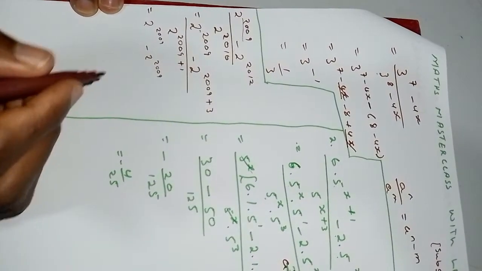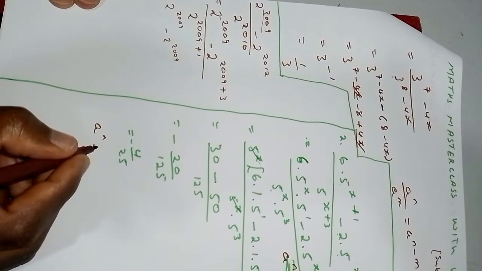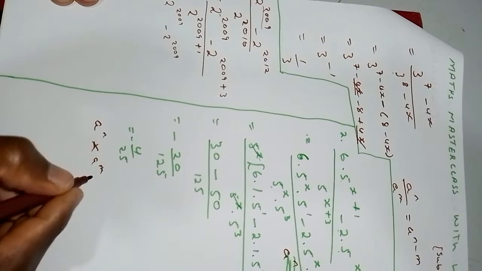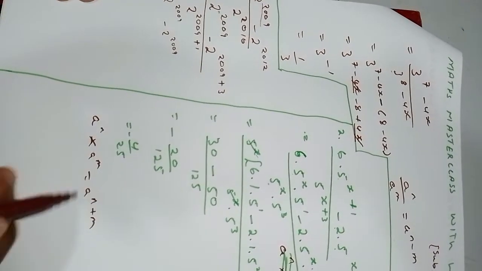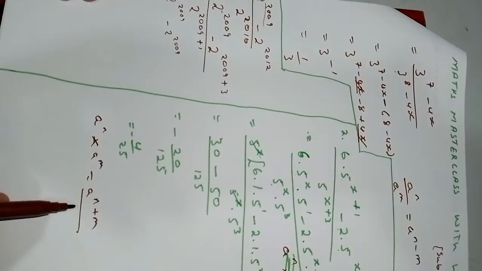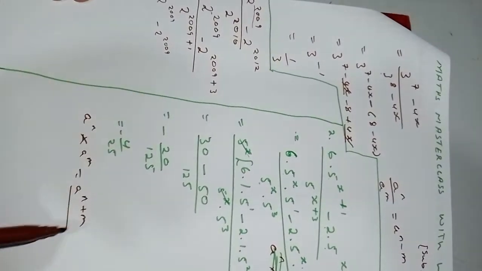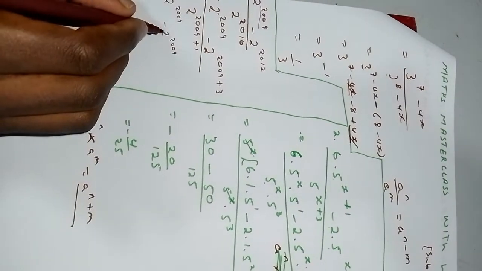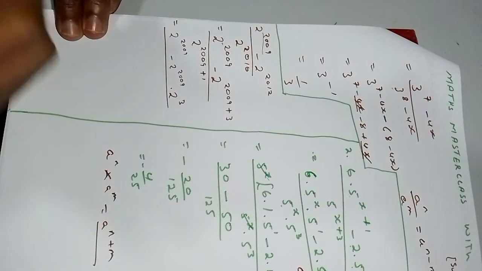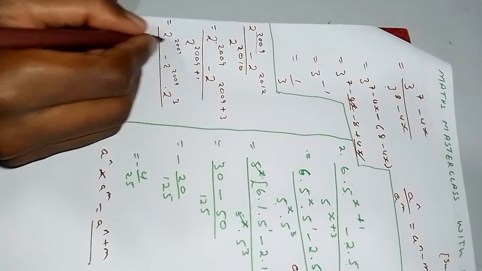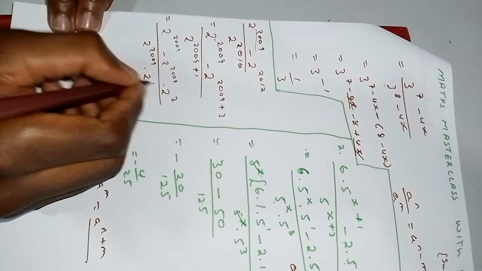Now we use that rule again. This rule is very important. We use this rule again: a to the power n multiplied by a to the power m equals a to the power n plus m. We reverse this rule, because we have 2 to the power 2009 plus 3. So we're going to reverse it. It will give us 2 to the power 2009 multiplied by 2 to the power 3. We reverse the denominator as well. It's going to be 2 to the power 2009 multiplied by 2 to the power 1.